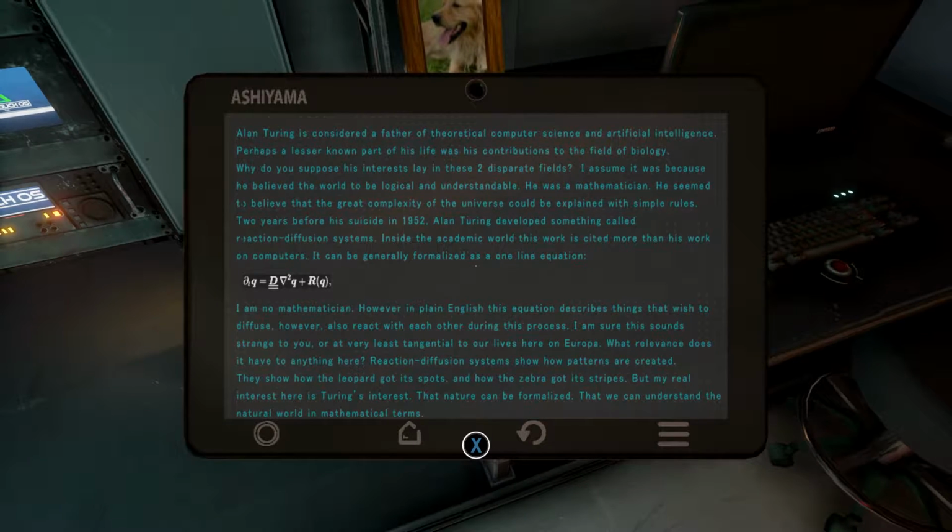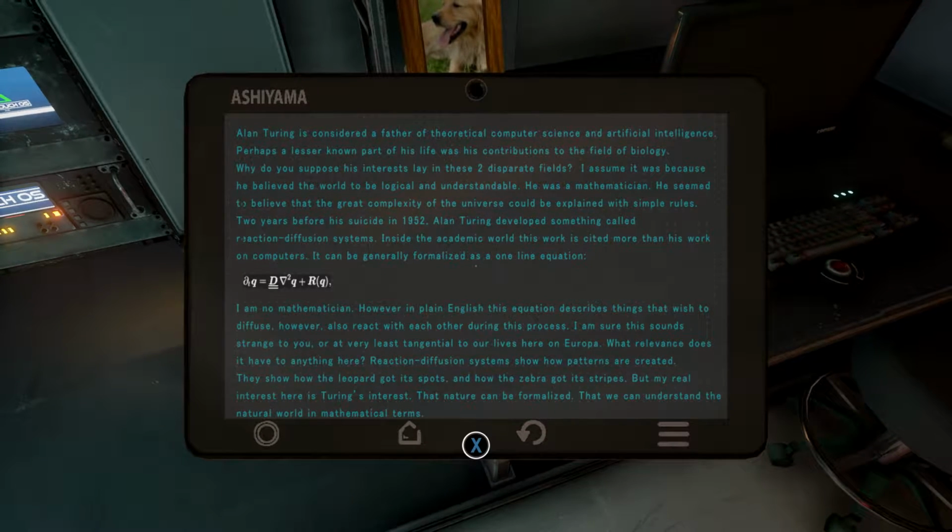Perhaps a lesser-known part of his life was his contributions to the field of biology. Why do you suppose his interest lay in these two disparate fields? I assume that it was because he believed the world to be logical and understandable. He was a mathematician. He was also highly autistic, but again, he seemed to believe that the great complexity of the universe could be explained with simple rules.